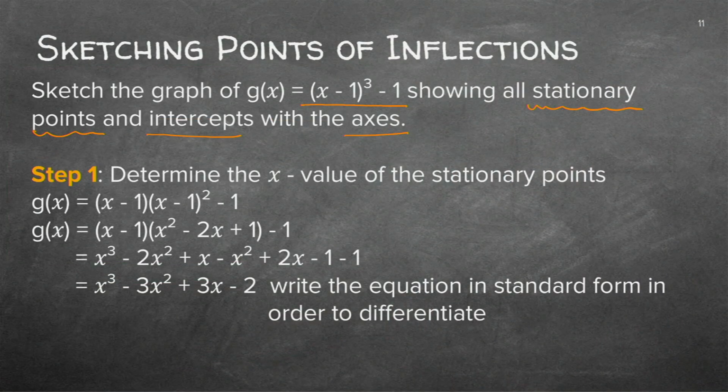So the first one is determine the x value of the stationary points. First, you need to factorize to get your standard form before you can differentiate. So you can't really differentiate from that point on. So you need to factorize, and in the end, your answer will be x to the power of 3 minus 3x squared plus 3x minus 2. Just do it step by step in order to get to your answer.